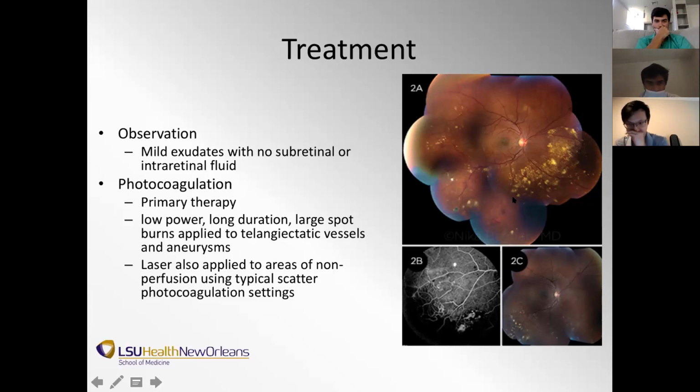This is a picture of before and after treatment. So you can see before, there's a significant amount of exudation here. And then after treatment, the exudates have resolved.